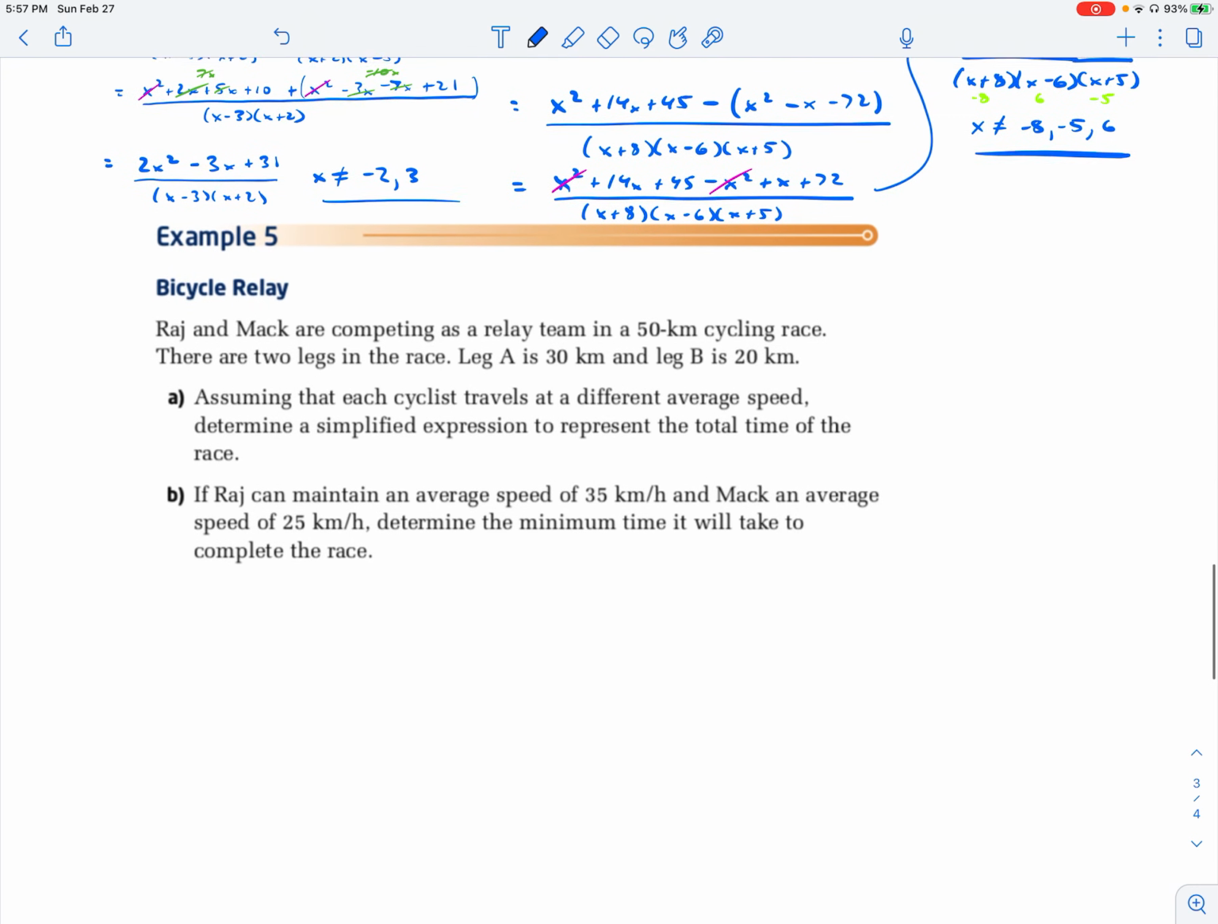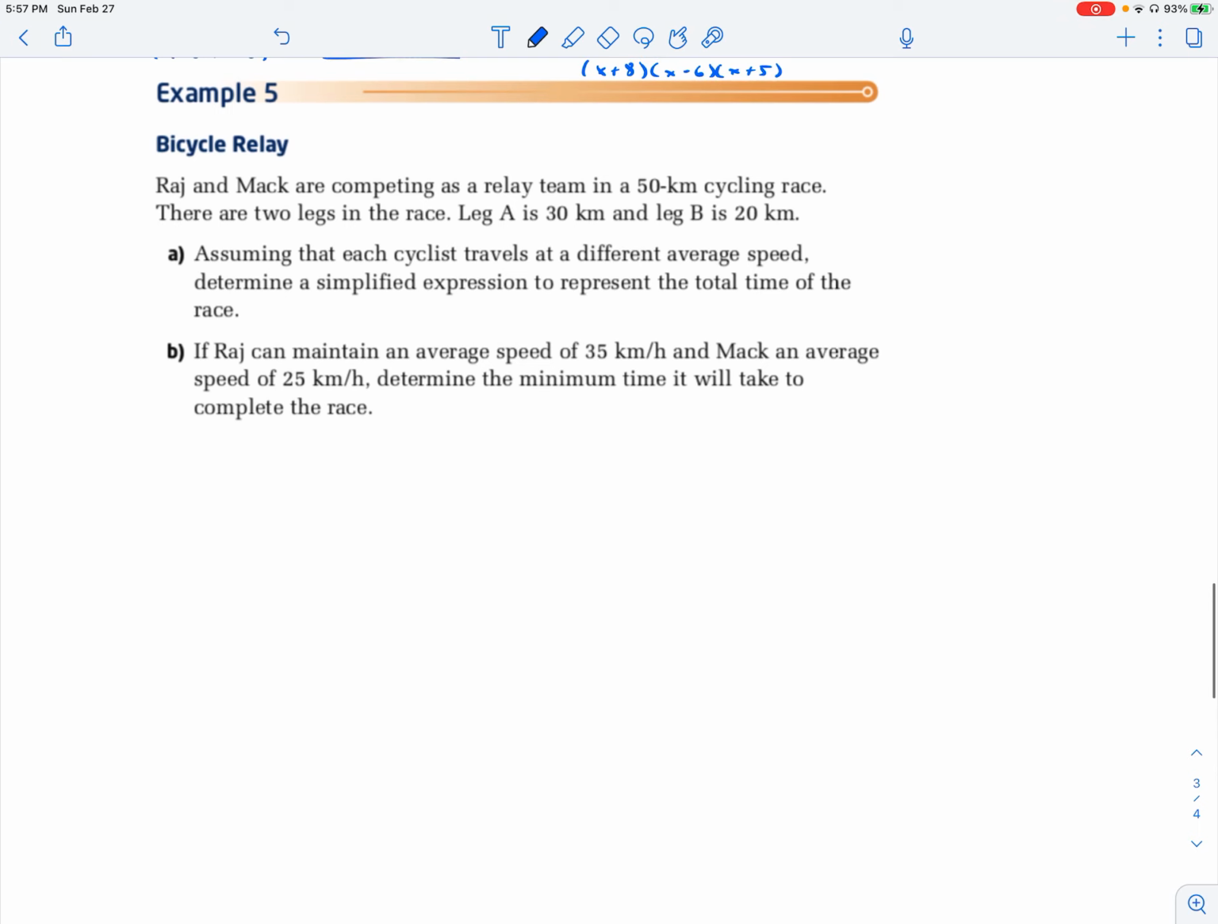We're now going to look at an application. So Raj and Mac are competing as a relay team in a 50-kilometer cycling race. There are two legs in the race. Leg A is 30 kilometers and leg B is 20 kilometers. Assuming that each cyclist travels at a different average speed, determine a simplified expression to represent the total time of the race.